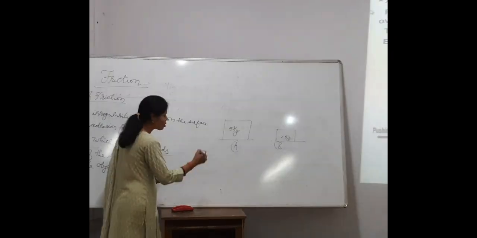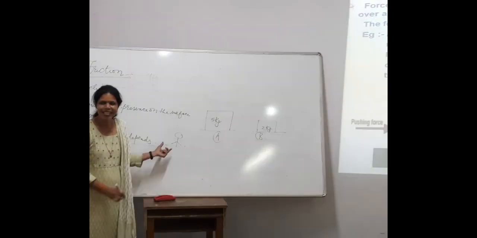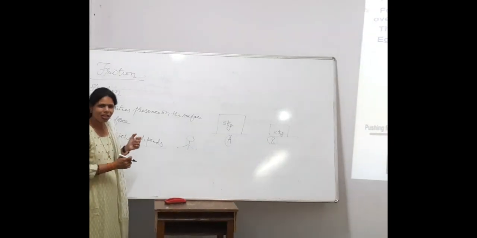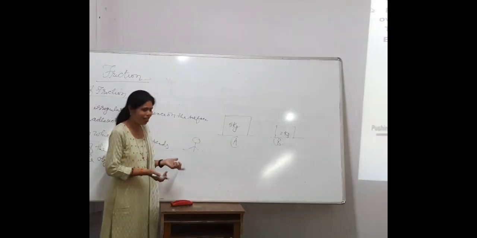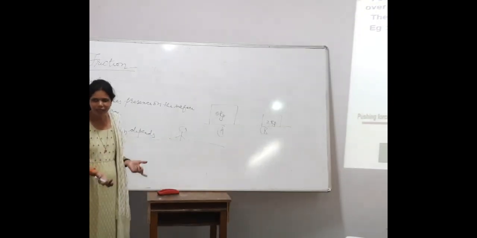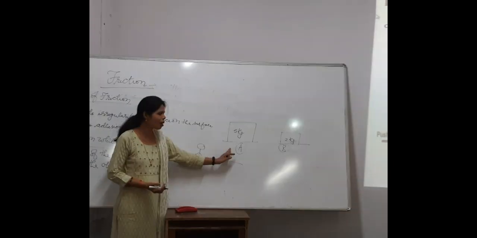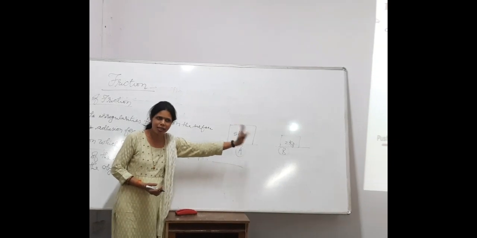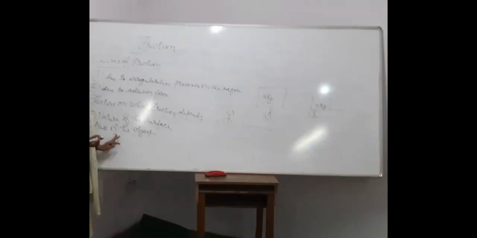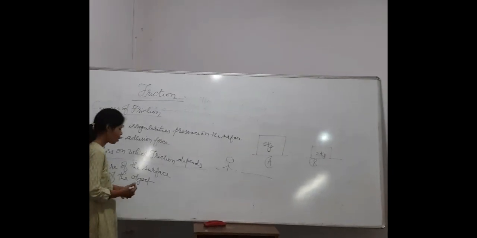Suppose you are playing a game on the mat. A child is sitting on a mat and I want to pull this child with the mat. It takes a lot of effort. And another mat which is empty, I want to drag it. Easily I will drag because the mass is very less here. Understood? So more mass, more friction. Less mass, lesser friction. So the second factor on which friction depends is the mass of the object.